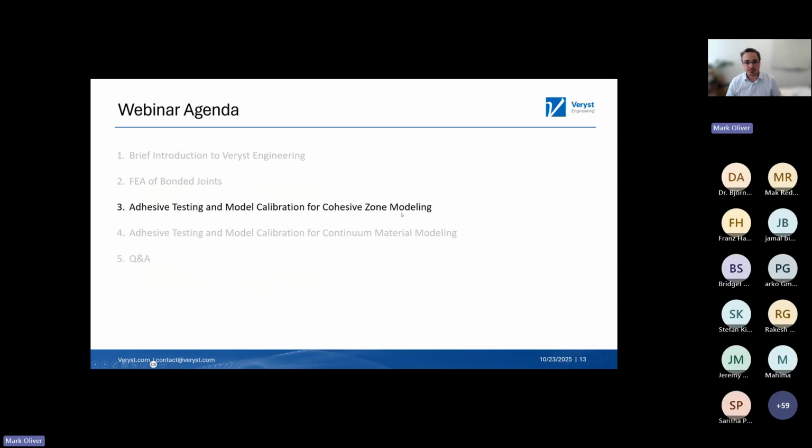Okay, so that's an introduction to FEA, and we've got a few toy problems to illustrate where FEA can be used for adhesives. What we're going to do now is jump into how you go about calibrating cohesive zone models.